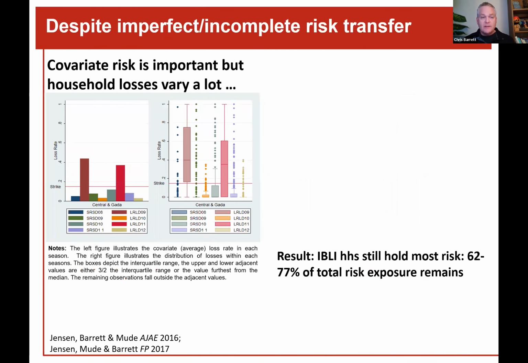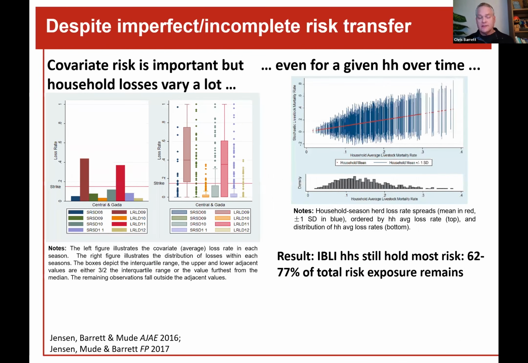Now, it was incomplete and imperfect risk transfer. Covariate risk is very important in this area. Covariate risk, most importantly, in the form of drought, but household losses vary a lot within a given location that experiences drought. If places don't experience drought, there's relatively low average losses, but there are still some households that lose a lot due to disease or predators, sometimes just poor husbandry. But even for a given household over time, so even for a household that practices good husbandry, there's a fair amount of risk variation over time relative to their fellow residents.